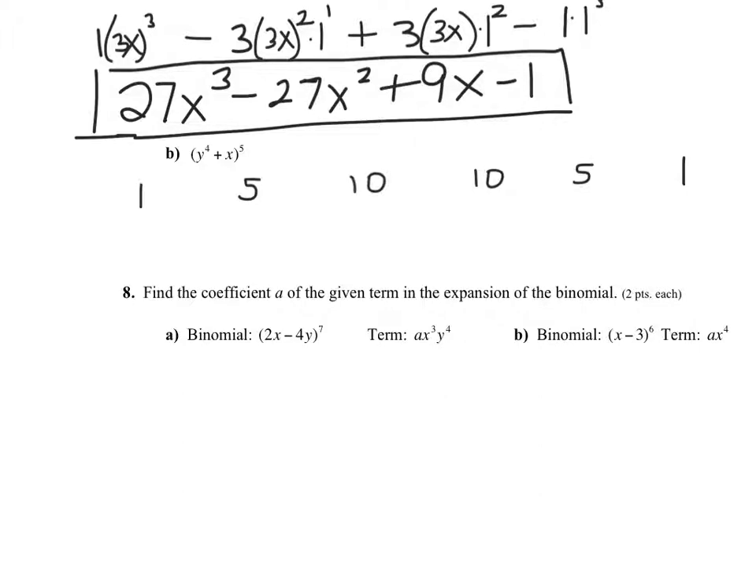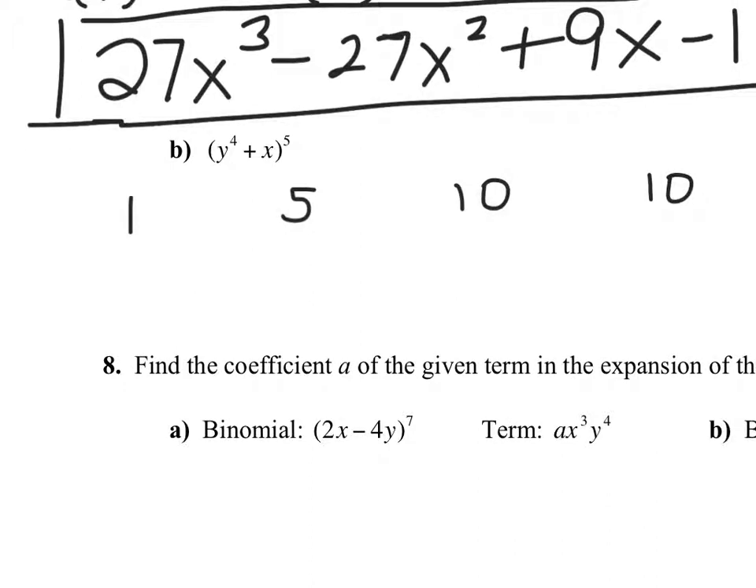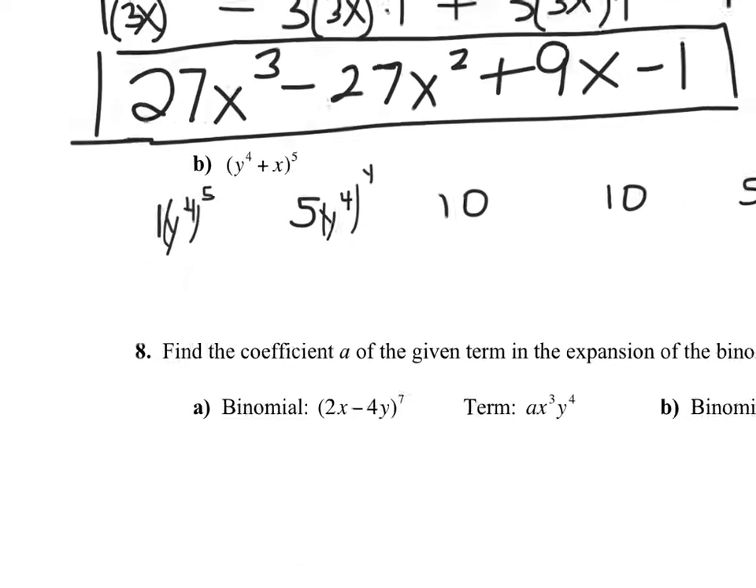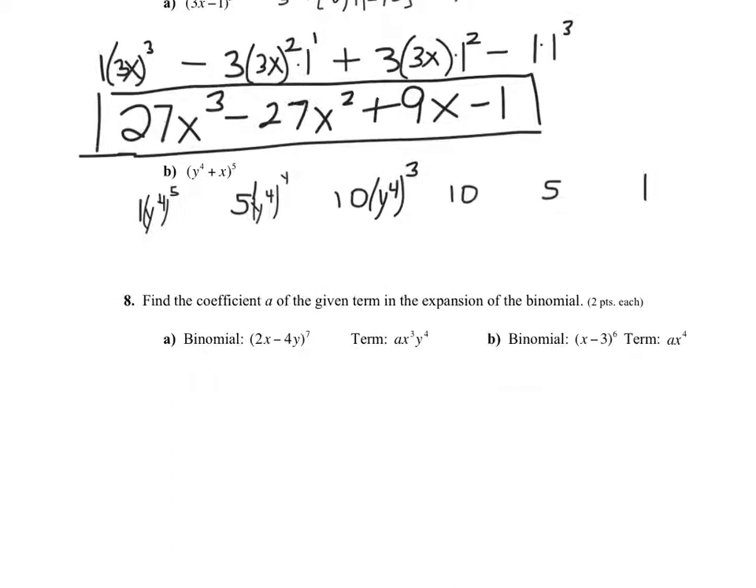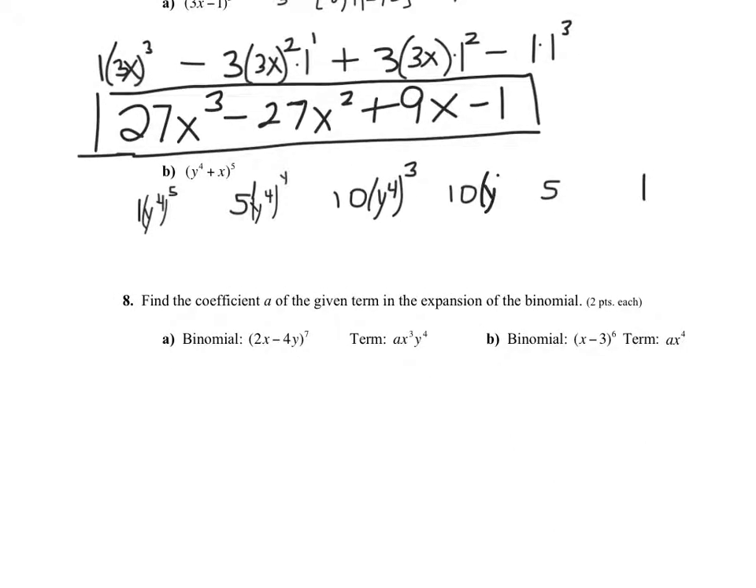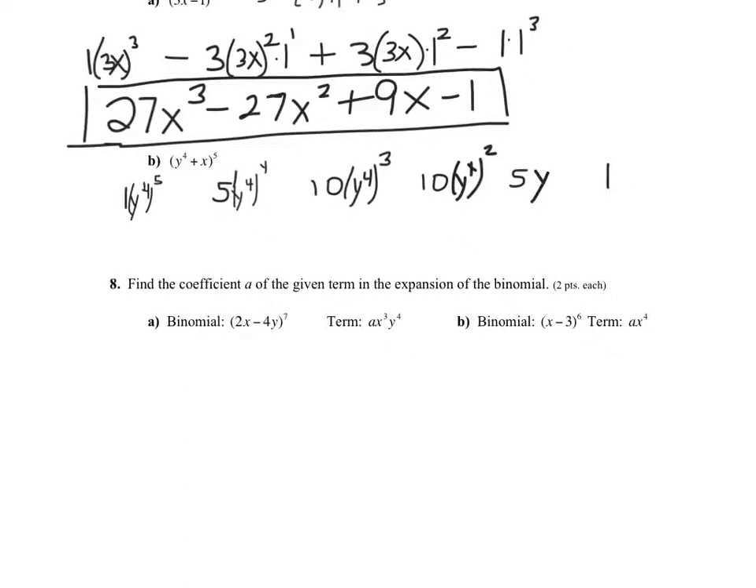We'll see. Okay, so the y to the fourth is now the first term. So the y to the fourth is going to be raised to the fifth power. If you want to do that in one step, go ahead. I like to write it out and then fix everything. And then I have y to the fourth raised to the fourth power, and then y to the fourth cubed, and then we're going to square it. Did you give yourself enough room? I didn't. And then we're going to go y to the fourth to the first power.